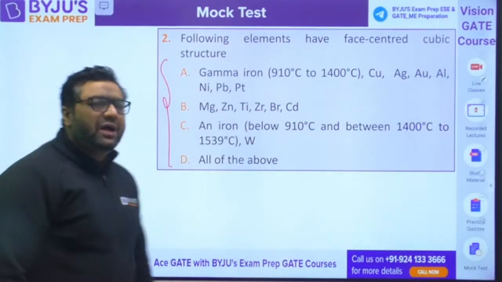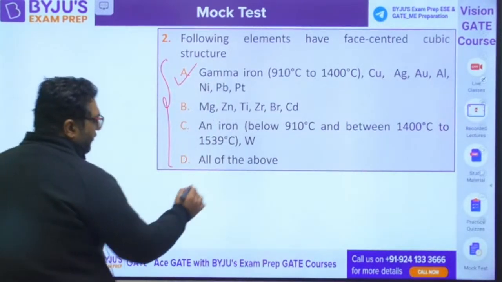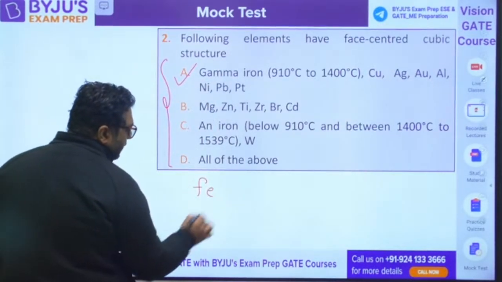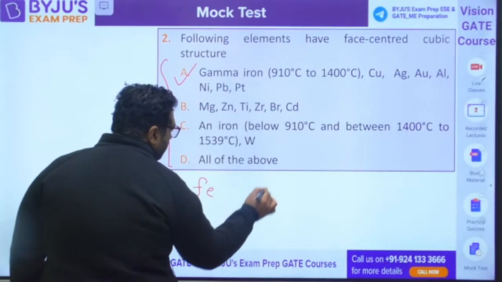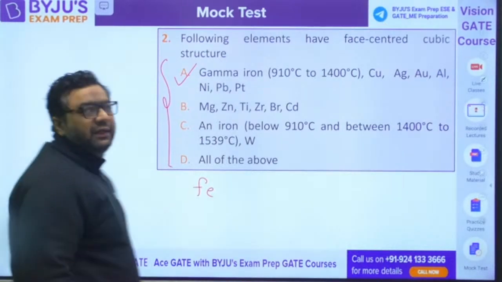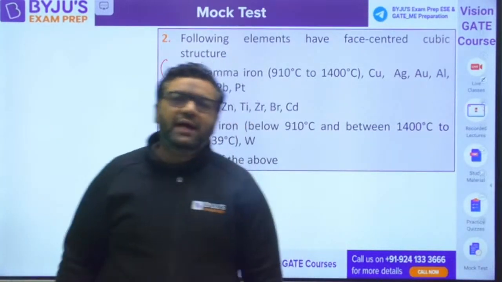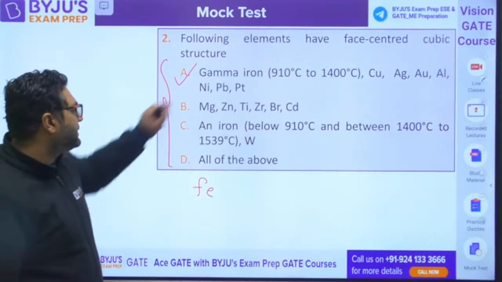Very good. So I would like to say the answer is A, because you should be aware first of all that when we talk about iron, iron is BCC. Iron becomes FCC only in the specific range of 910 to 1450, and that range we are calling gamma iron.